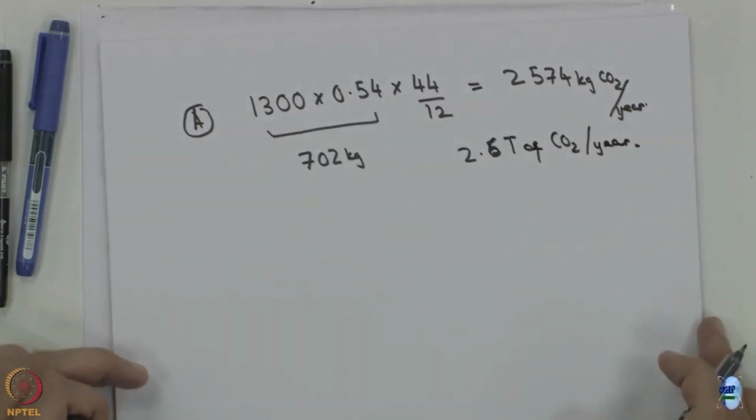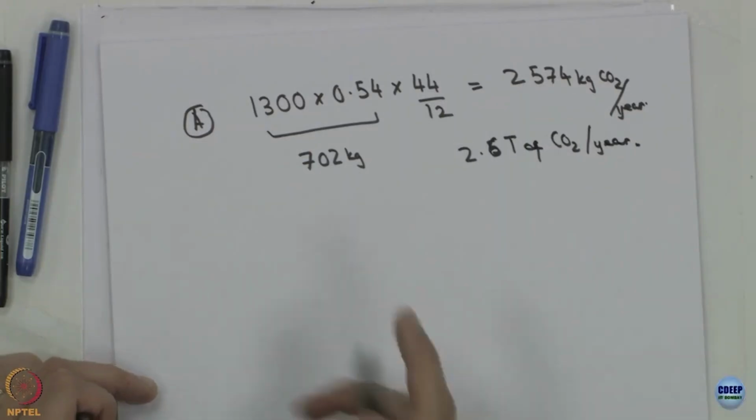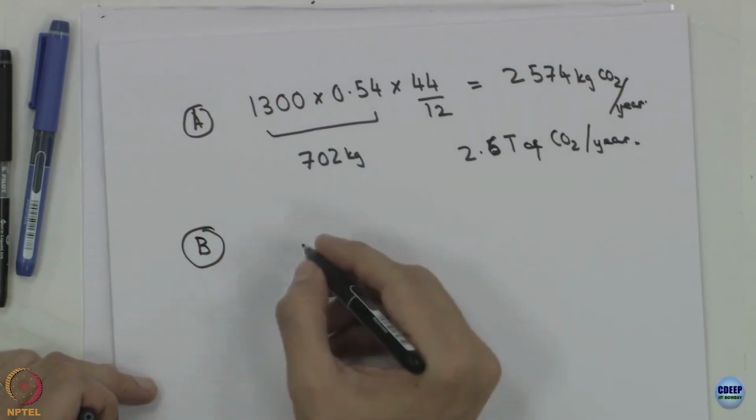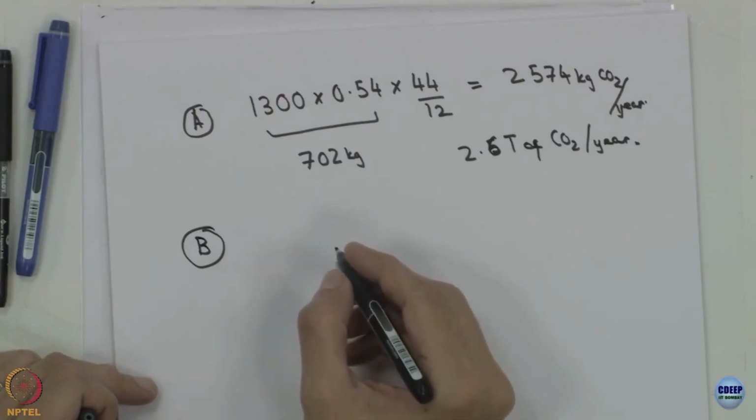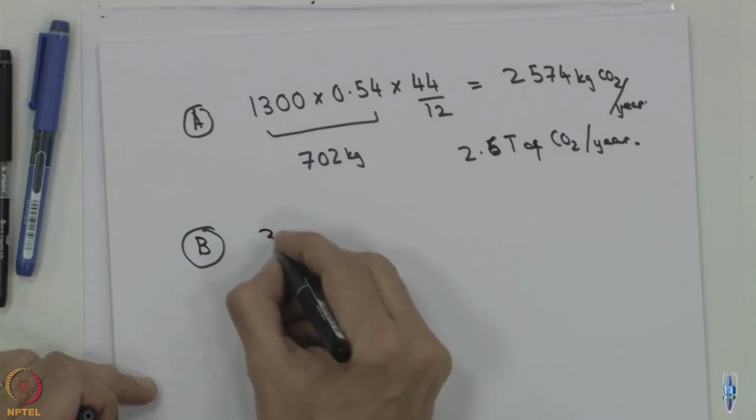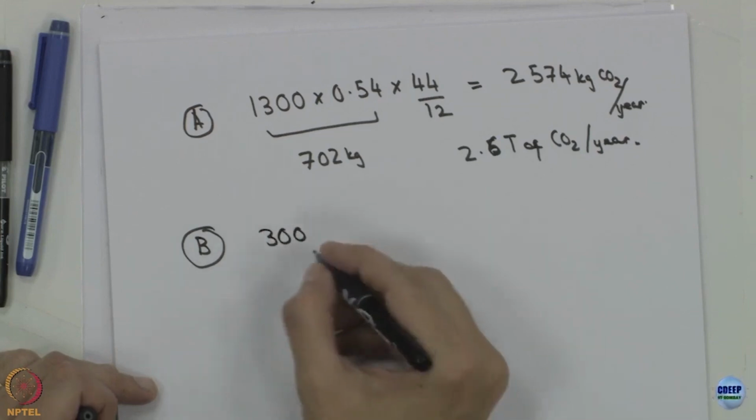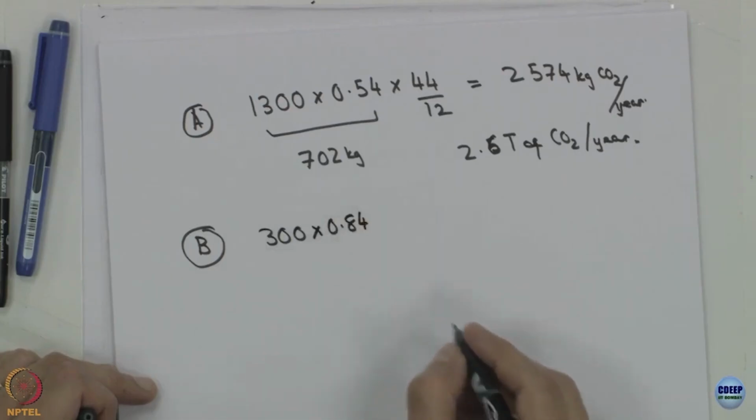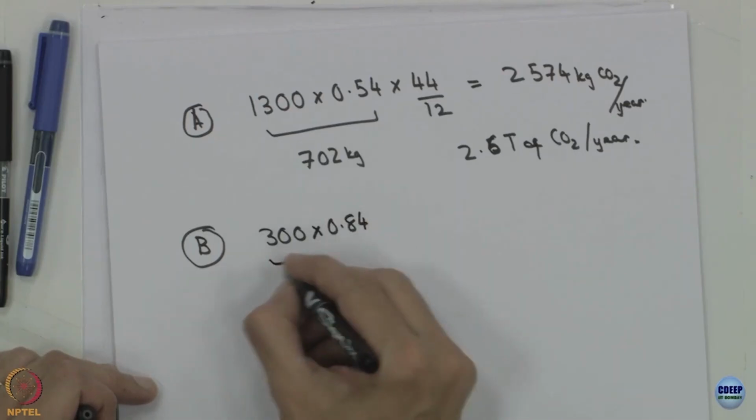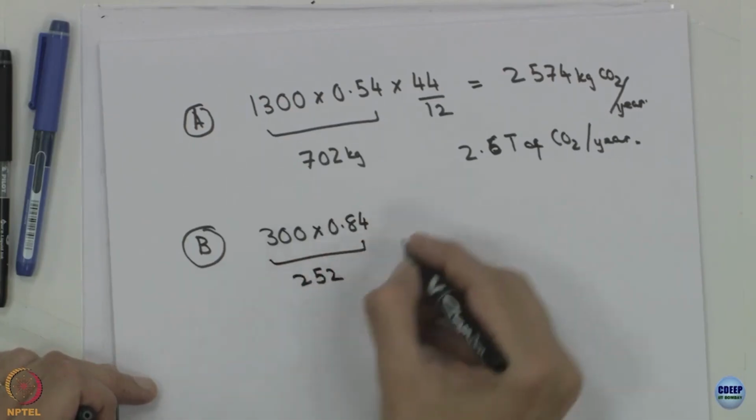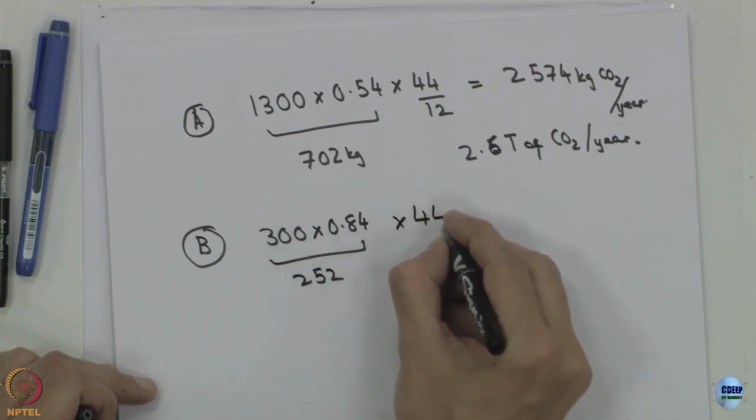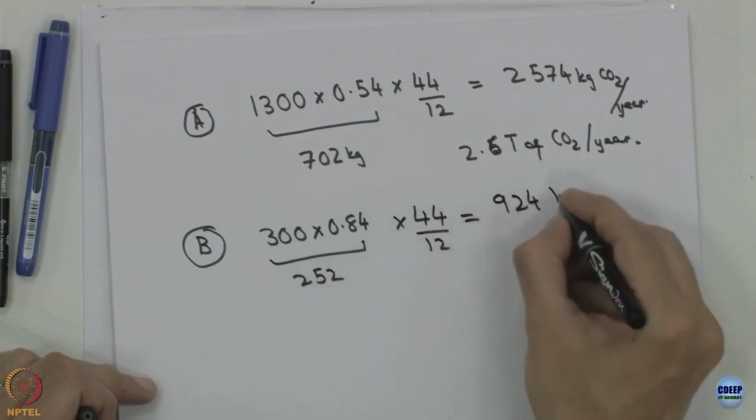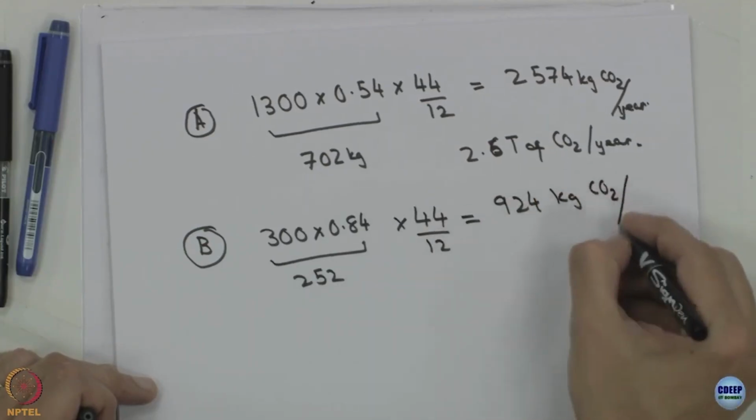If we look at this now from the point of view of option B, which is the diesel engine, we can see that this is going to be 300 kgs of crude oil, let's say approximately 0.84. This comes to 252 into 44 by 12, 924 kgs of CO2 per year.